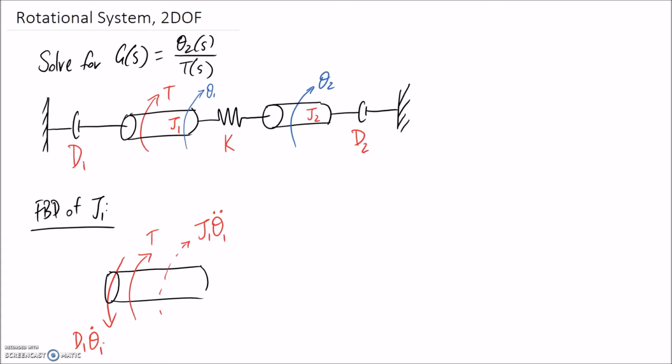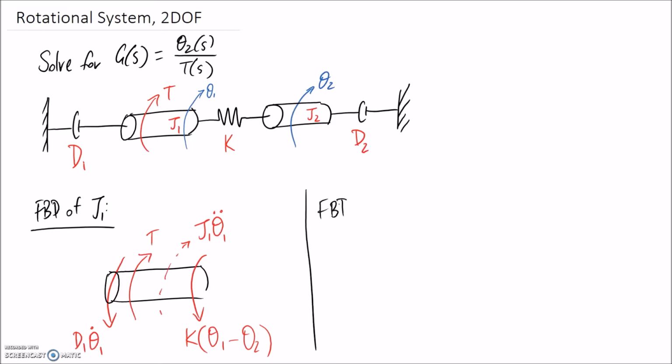The other part that I need to include is from the spring. Again, if my inertia is going clockwise, I would expect the spring to resist that motion and try and bring it back to where it was. And the size of it is going to be the constant k multiplied by the angular displacement of my shaft through this component. Because it's between two different inertias here, we need to take the difference between them. So it's going to be equal to whatever theta 1 is minus whatever theta 2 is, the difference between their angles. Alright, so that's the complete free body diagram.